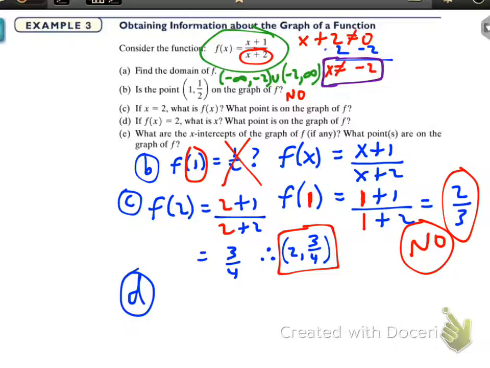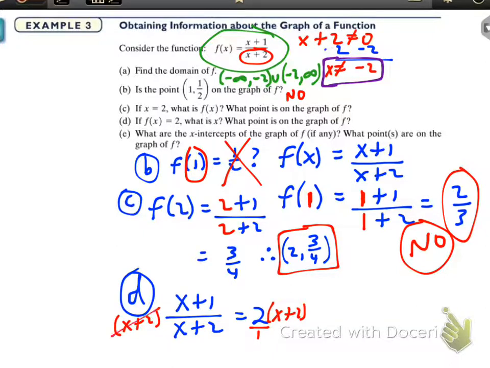Well, here's the thing. f of x being 2 means the output is 2. That means that x plus 1 over x plus 2 has a value of 2. That's an equation that has only one variable in it, so all you have to do is solve that equation for x. That's what part D is asking: what is x? And then what point does that x, y correspond to? The way we solve this equation is we multiply both sides by x plus 2, or we can do cross multiplying if we want. Multiplying both sides by x plus 2 is the same thing as cross multiplying. The x plus 2's cancel.